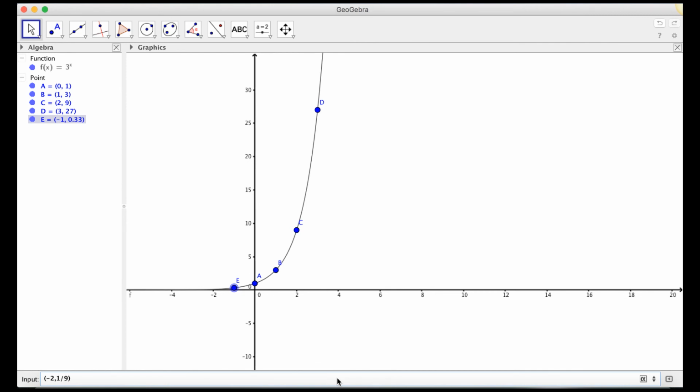The function approaches 0 as the x values go to the left, but it will never actually reach y equals 0. In summary, we have modeled an exponential function and used paper folding repeatedly to show how quickly the exponential function grows.